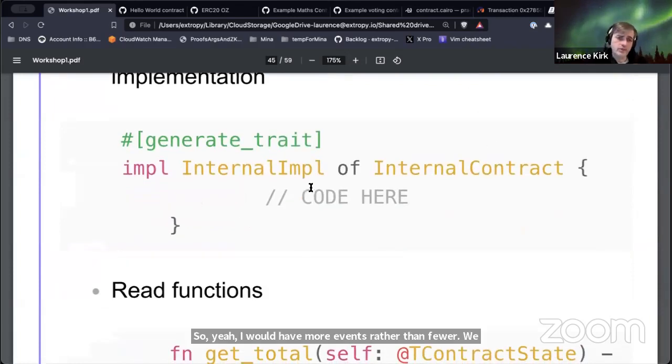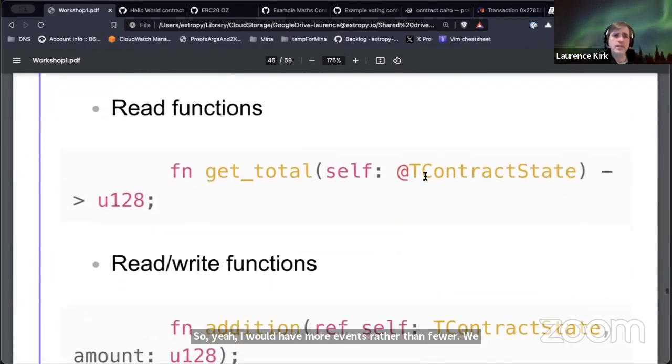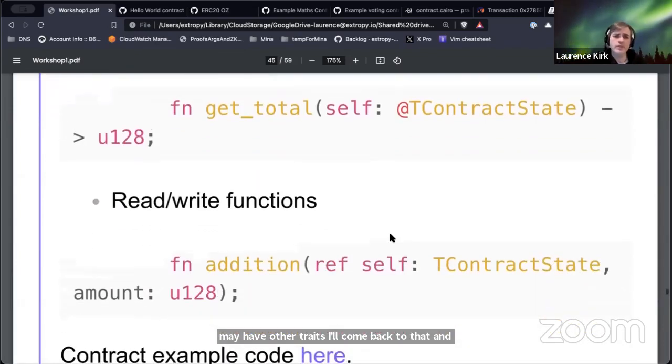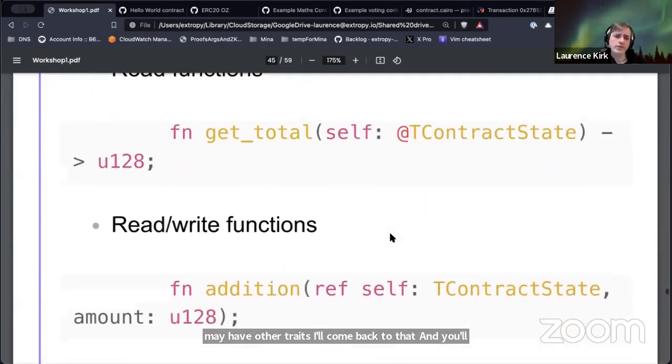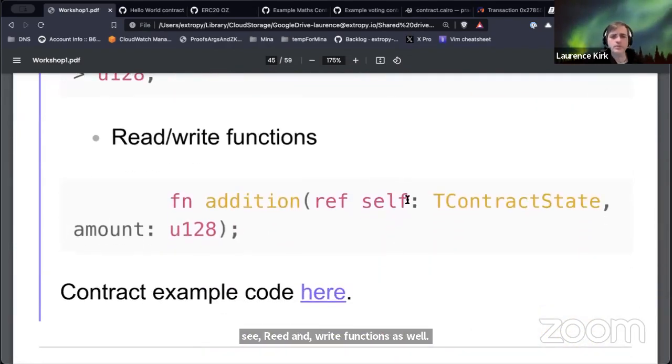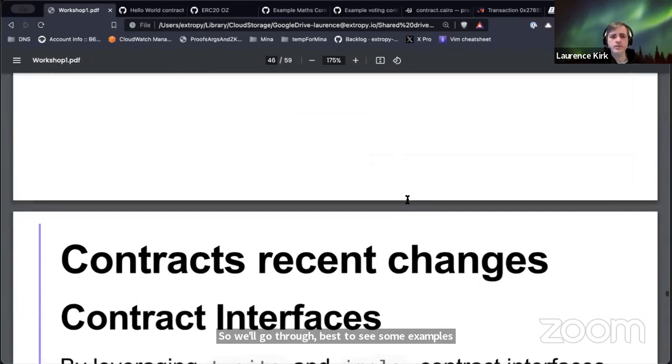We may have other traits. I'll come back to that. And you'll see read and write functions as well. So it's best to see some examples for those. So we'll come on to those.